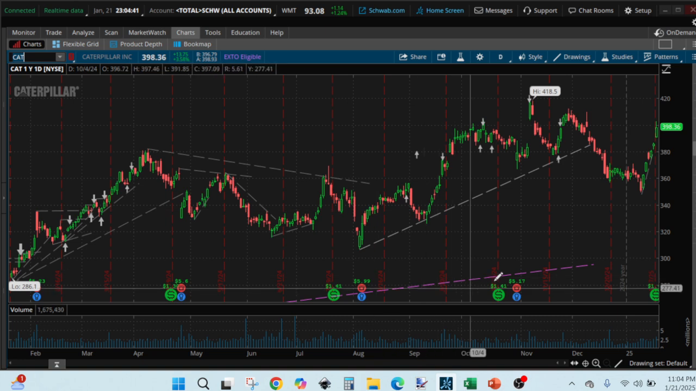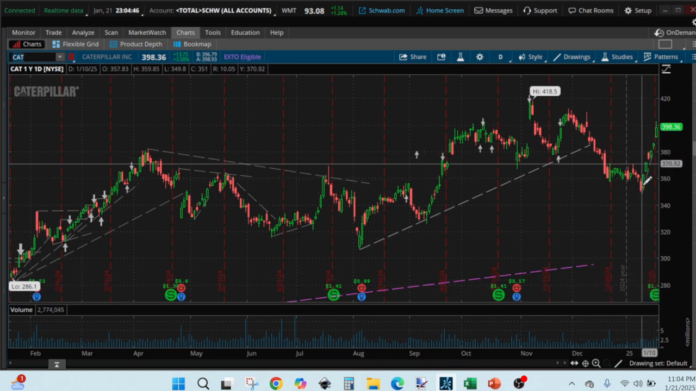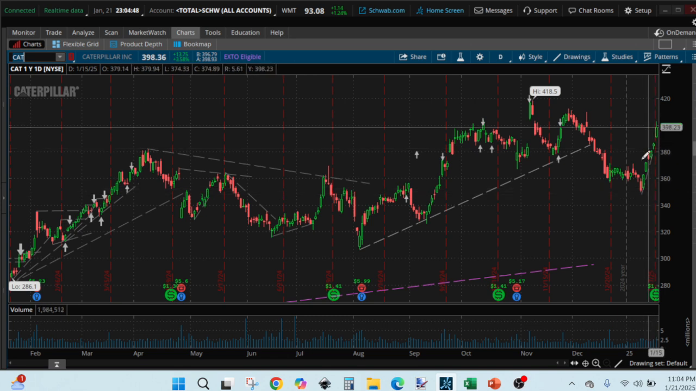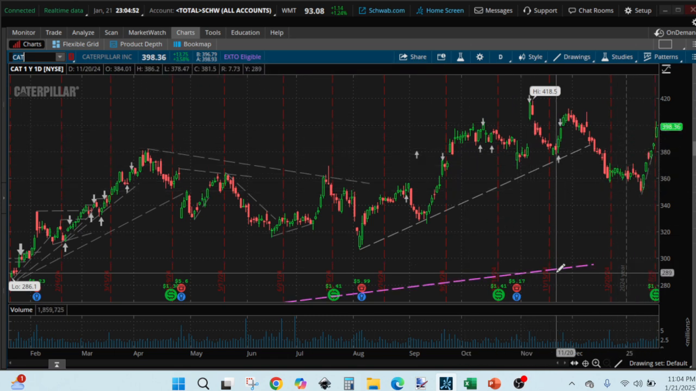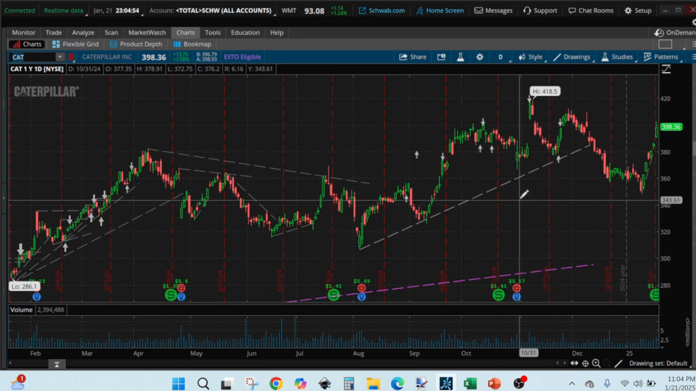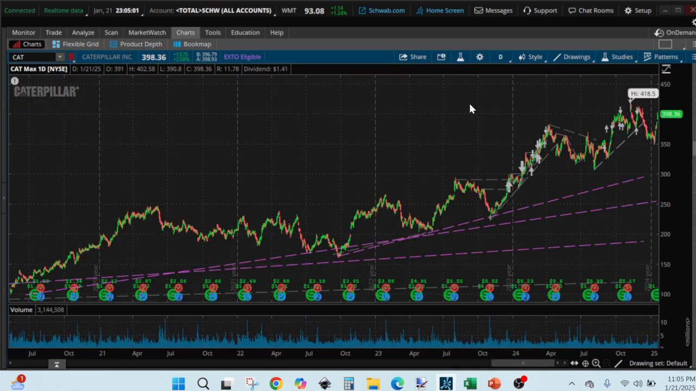So cats, we like to buy at this trend line, but right now it's creating an uptrend here. It's nowhere near this trend line yet. And let's see, maximum daily chart, you'll be able to see the chart a little bit further away from you. Yesterday the price went up, but yeah.